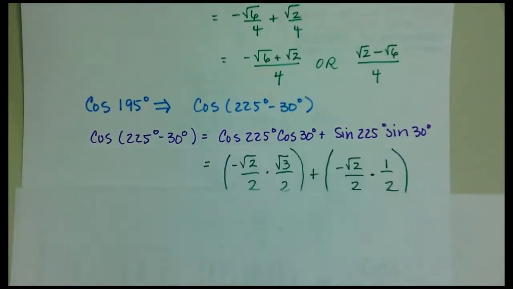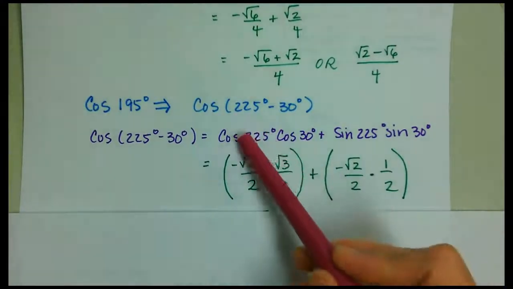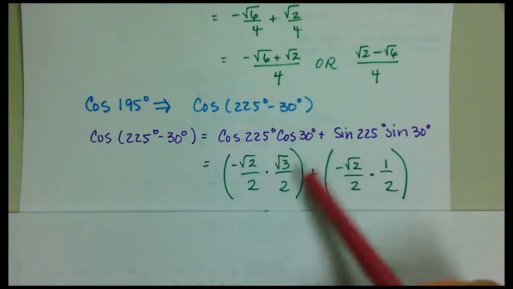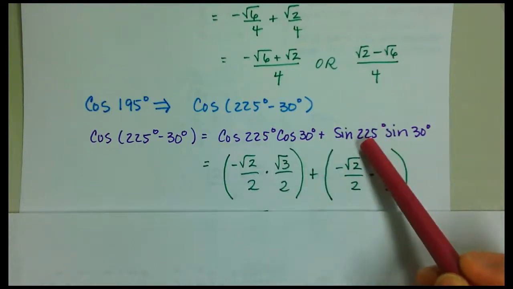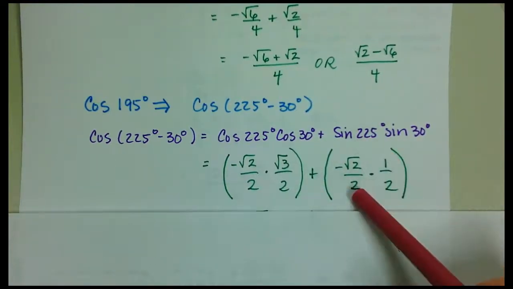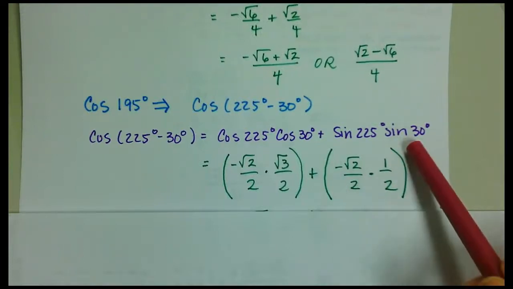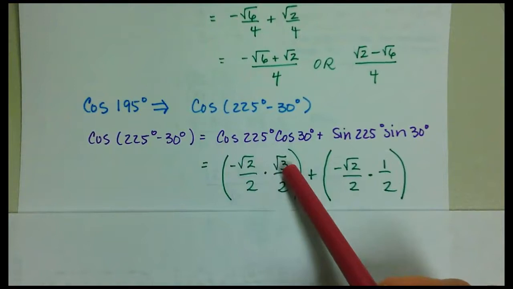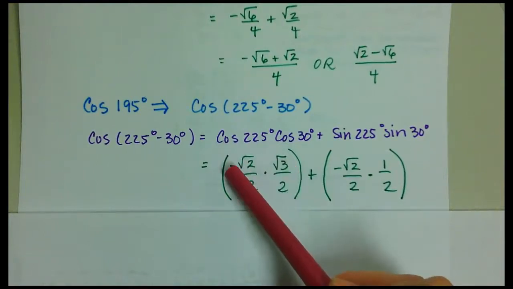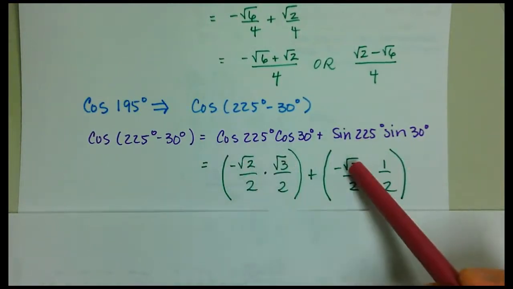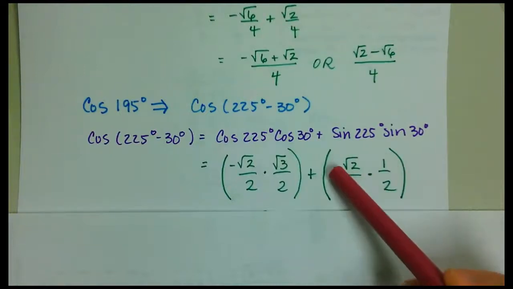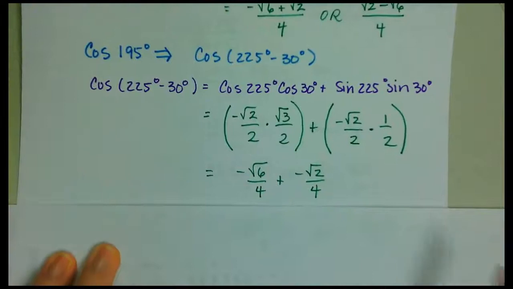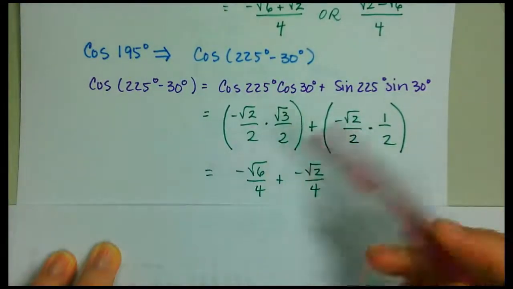We use the numbers that we know are true, which means cosine of 225 degrees is negative root 2 over 2, cosine of 30 degrees is root 3 over 2, sine of 225 degrees is negative root 2 over 2, and sine of 30 degrees is 1/2. So when I put this together, root 2 times root 3 is root 6, and it's negative over 4. Root 2 times 1 is root 2, and it's negative over 4. And then you've got to put these together in a single fraction.